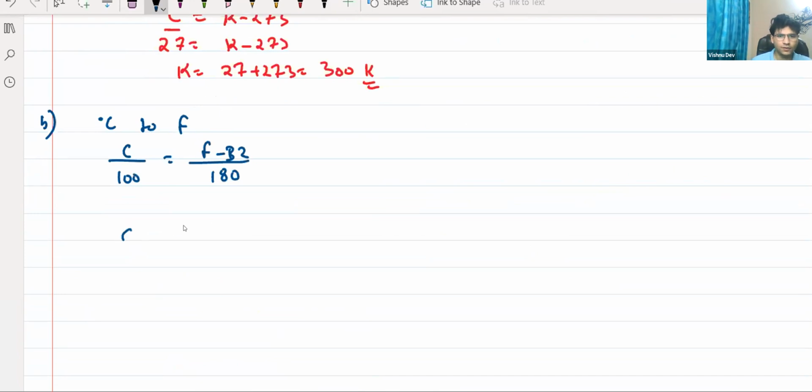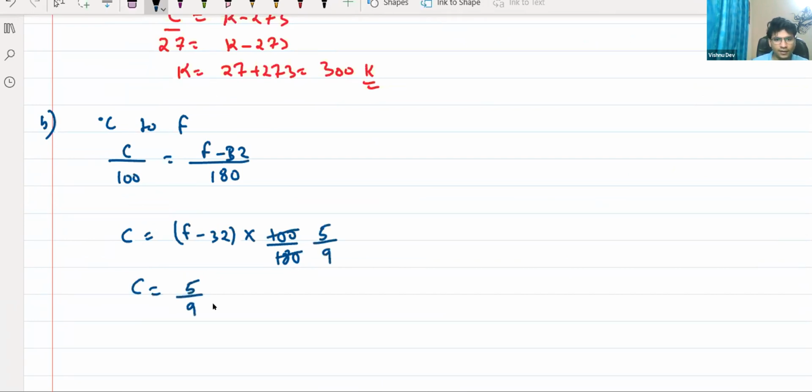C is equal to F minus 32 into 100 by 180. So what is 100 by 180? Tell me. Sir, 5 by 9. Correct, 5 by 9. Yes. So can I say that C is equal to 5 by 9 into F minus 32? Yes, sir, it can.